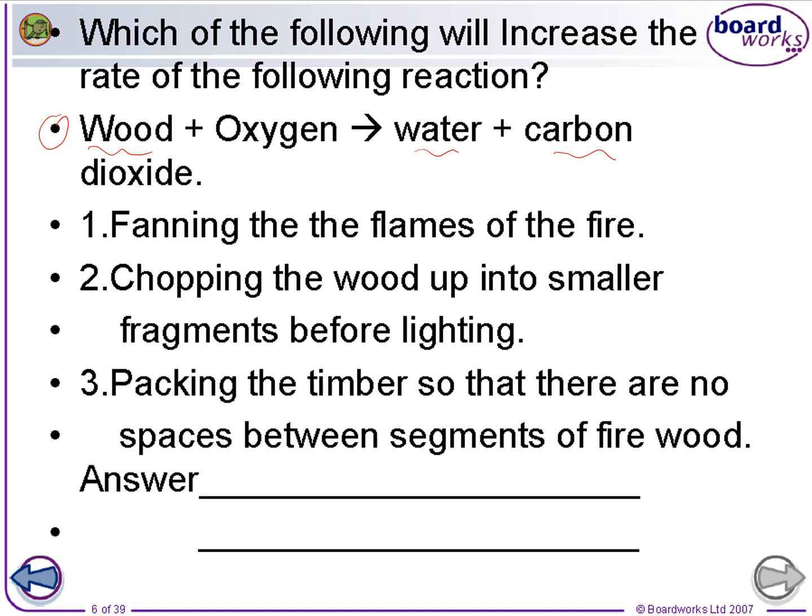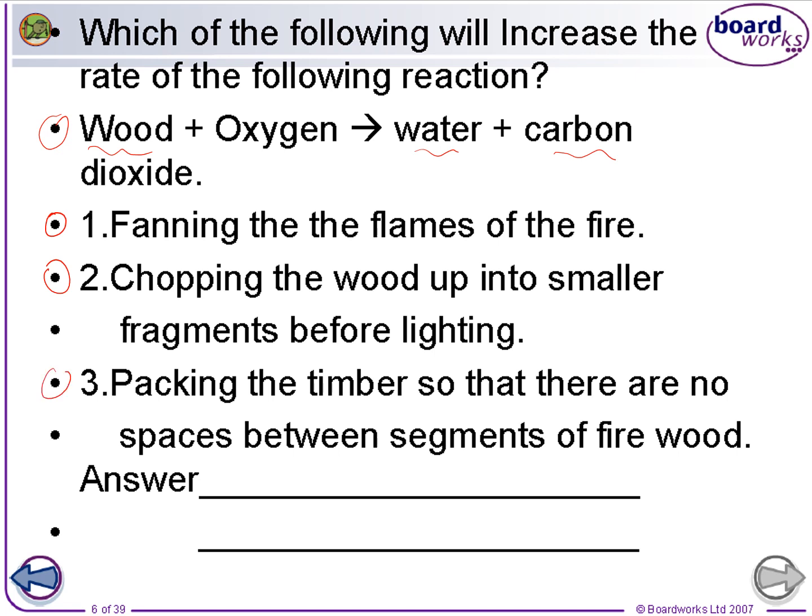So how are we going to increase the rate of reaction? First one here, if we fan the flames of the fire. If we fan it, what we're actually doing is getting more oxygen into that reaction. So that's going to increase our rate of reaction. If we chop the wood into smaller fragments before we light it, the air can physically get around it because you've increased the surface area and the reaction will go quicker. If you've ever had a campfire or a wood heater in the colder months, chopping the wood into smaller and smaller bits means it will burn faster. You get a lot of heat released, but your wood burns up quicker.